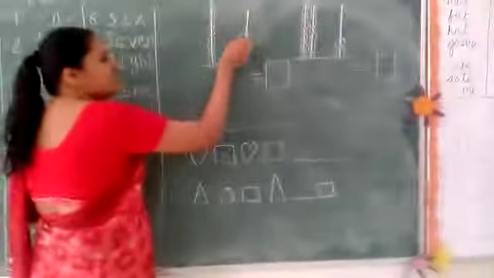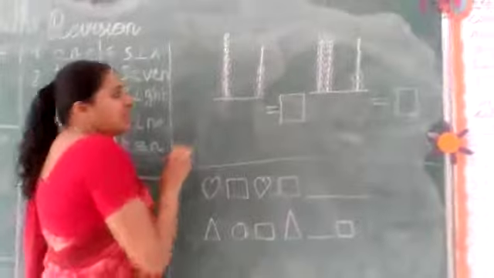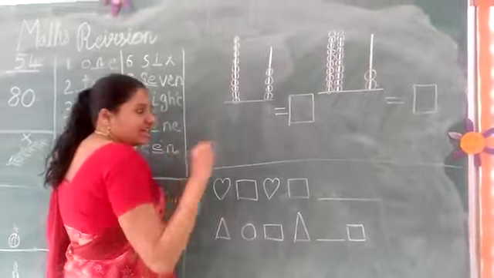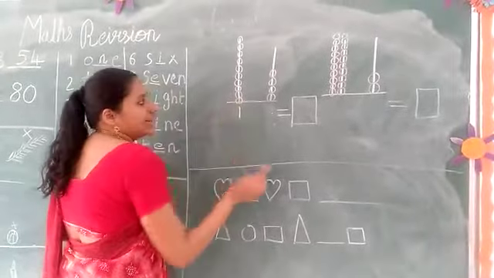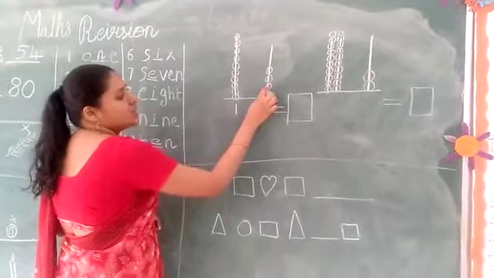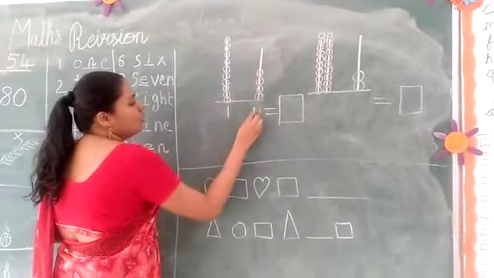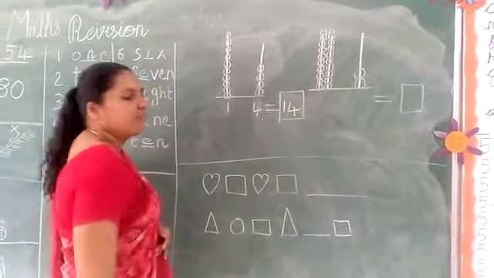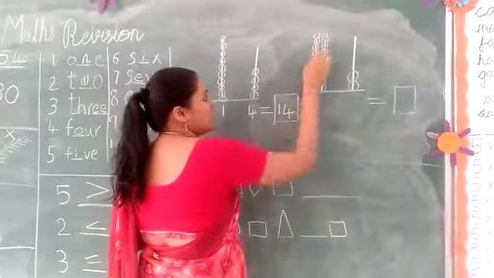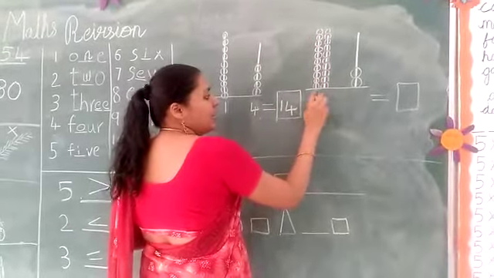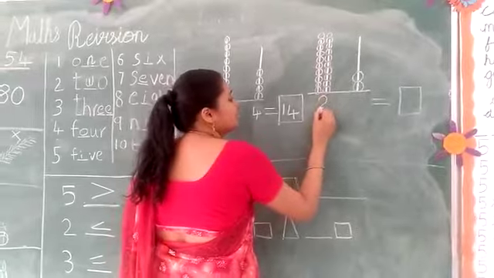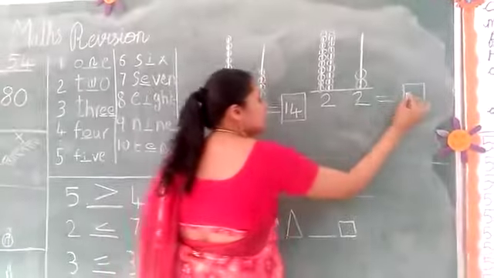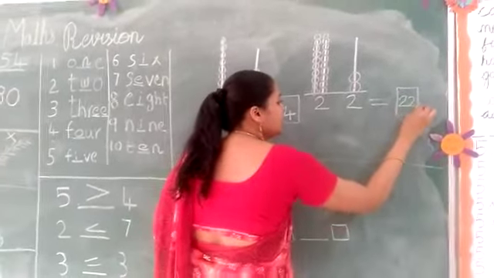Now come. See? Can you all see the beads? Do you remember this? In one round, how many beads will be there? It will be 10. 10 means 1. Here, how many beads are there? 1, 2, 3, 4. 4. So, 1, 4, 14. Again, how many beads will be there in one round? 10. So, how many rounds are there? 2. Here, count. 2, 2, 22.